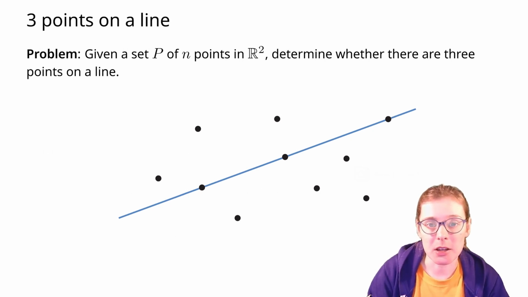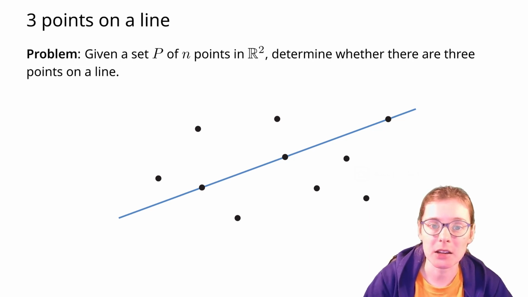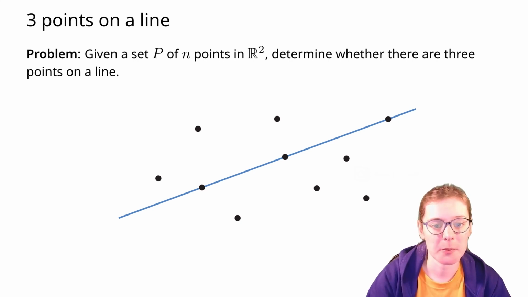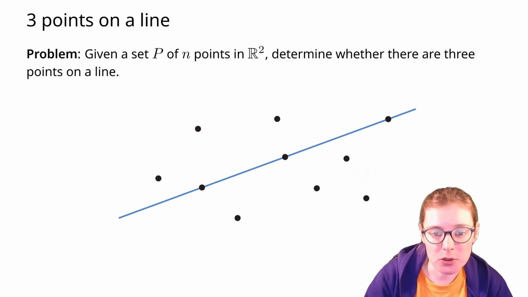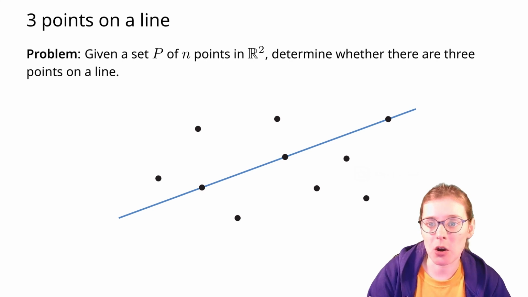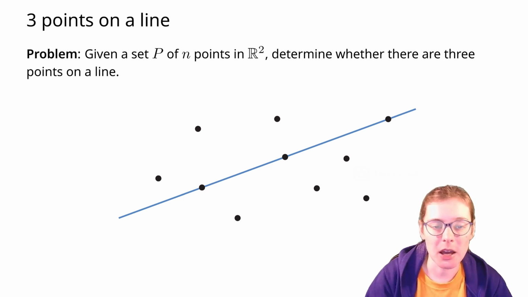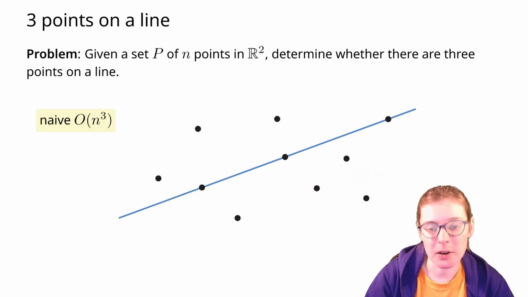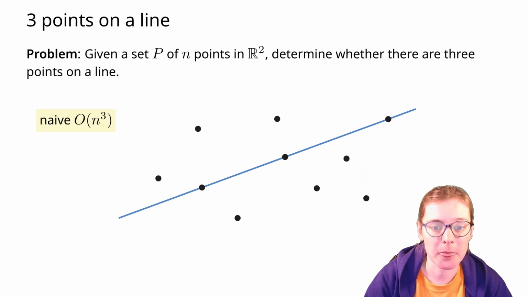The first problem is, given a set of points in the plane, we want to check whether 3 points lie on the same line. A naive solution here would be, of course, to check all triplets of points, and if one of them lies on the same line, then of course the answer is yes. And the running time of this algorithm would be cubic. Of course, we need to check all triplets of points, and for each triplet we can check whether they lie on the same line in constant time.